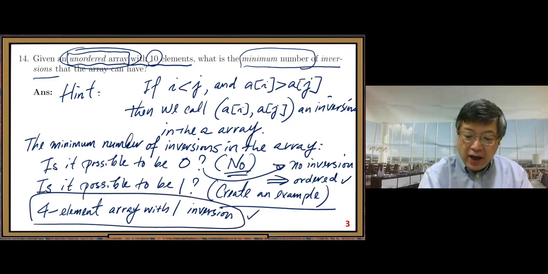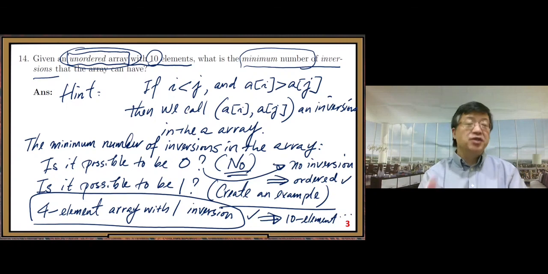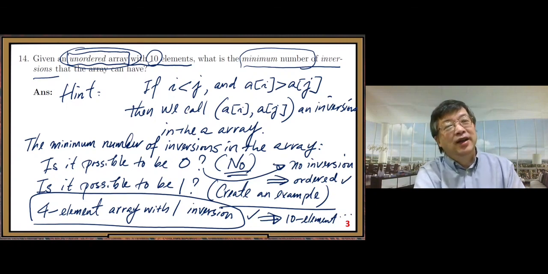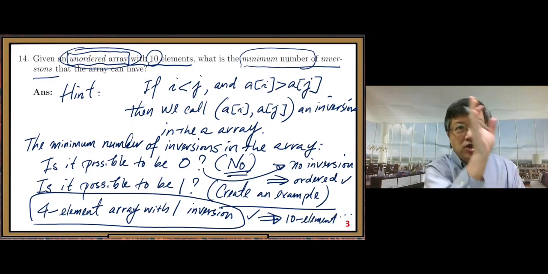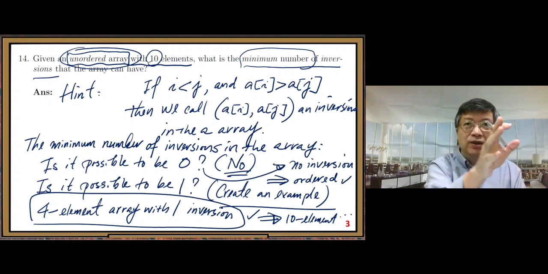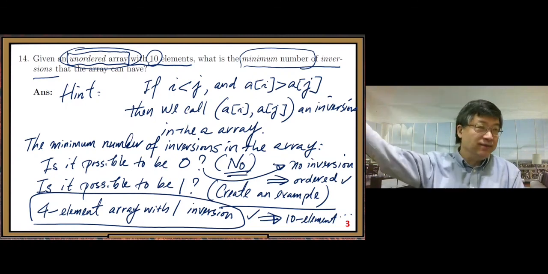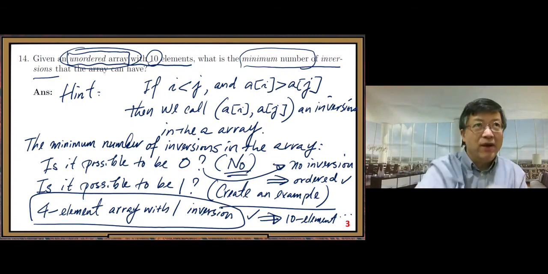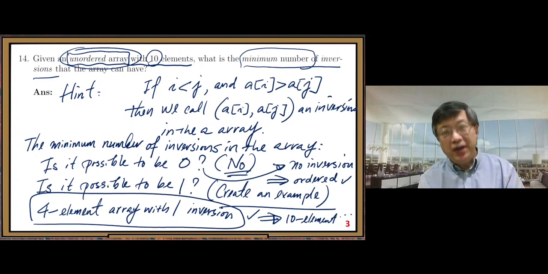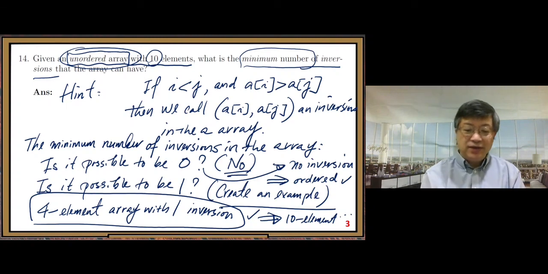4-element array with 1 inversion. If you can do that, then you can easily generalize to a 10-element array, because you have the pattern, right? You see the pattern in your 4-element array. Then you just extend your pattern to a 10-element array. So then you can get the right example you need. All right, so that's the hint part.